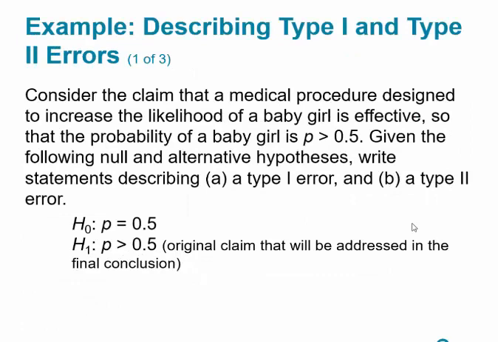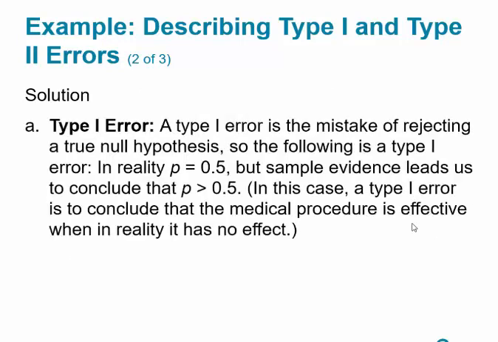So here's another example describing type 1 and type 2 errors. Consider the claim that a medical procedure designed to increase the likelihood of a baby girl is effective. So the probability of a baby girl is P greater than 0.5. Given the following null and alternative hypotheses, we're going to write a statement describing the type 1 error and type 2 error. Null hypothesis: P is equal to 0.5. Alternative hypothesis: P is greater than 0.5, which is the original claim that will be addressed in the final conclusion.